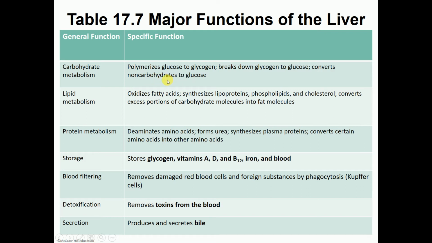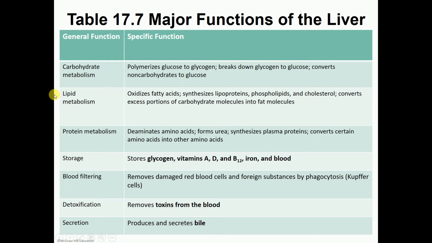So it can take amino acids and change them into glucose. It can take fatty acids and change them into glucose. That process is known as gluconeogenesis, because you are generating new glucose out of a non-carbohydrate. The process of converting glucose to glycogen is known as glycogenesis. And the breakdown of glycogen into glucose is known as glycogenolysis.